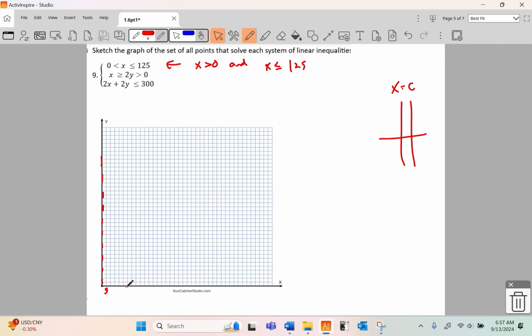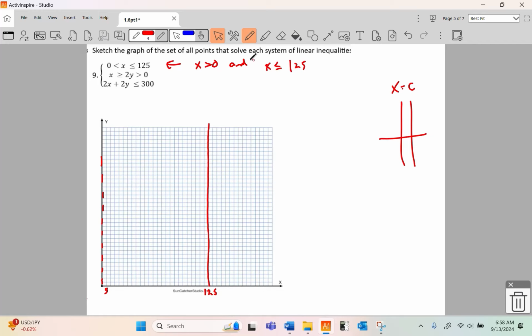10, 15, 20, 25, up to 125, counting by 5s. And that is a solid line. Check that. Yep, put it in the right spot.